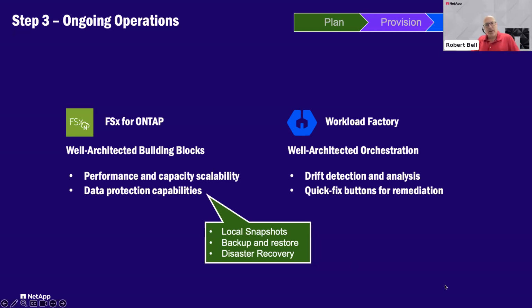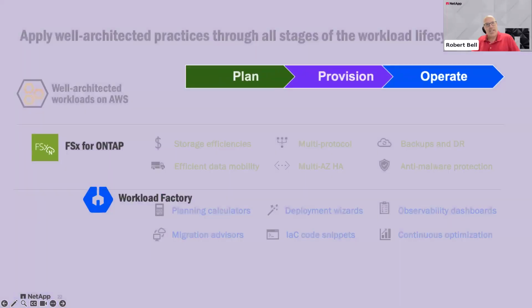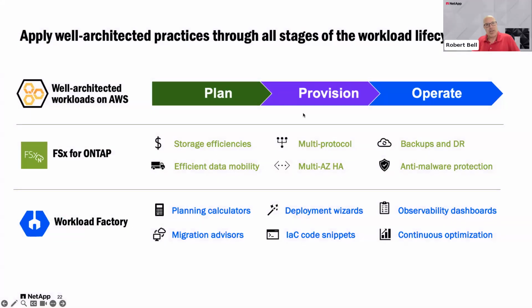So these are the 3 stages: planning, provisioning, and operating. And we've got these different building block tools that we saw some of the examples of here. We've got Workload Factory, which has the calculators, advisors, wizards, and dashboards for implementing these building blocks and automating the workflows throughout the planning, provisioning, and operating stages.